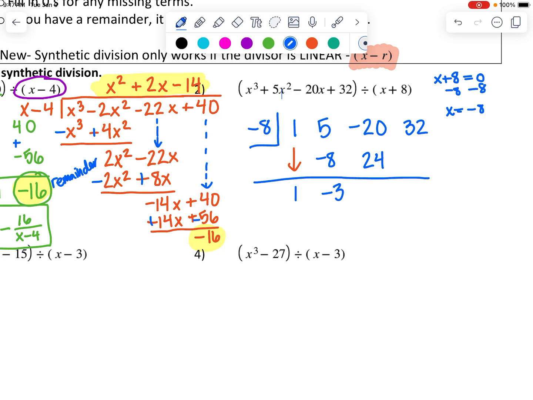We're going to add straight down this column. Negative 20 plus 24, I'm getting 4. And we're repeating our process. We have the negative 8 times the 4, and I get negative 32. Very last step, add straight down that last column, and we get 0. Remember, this is our remainder.